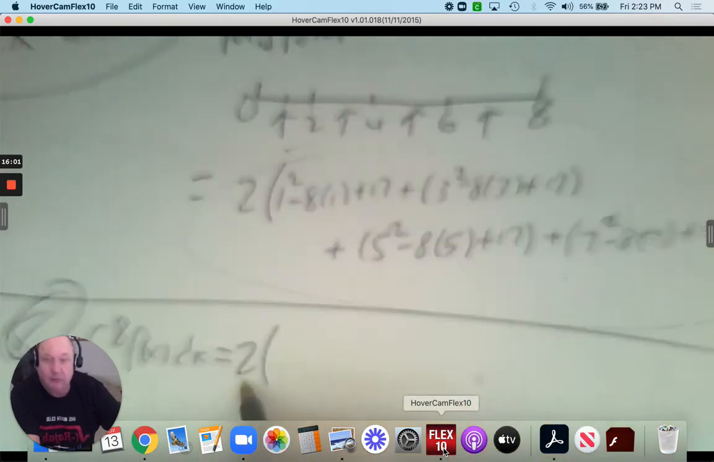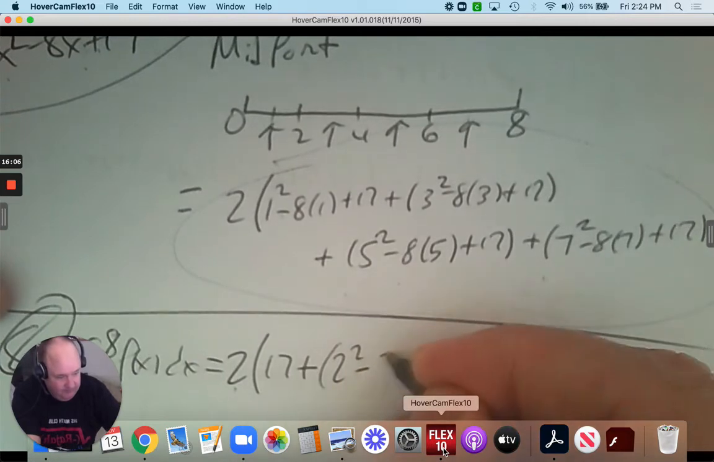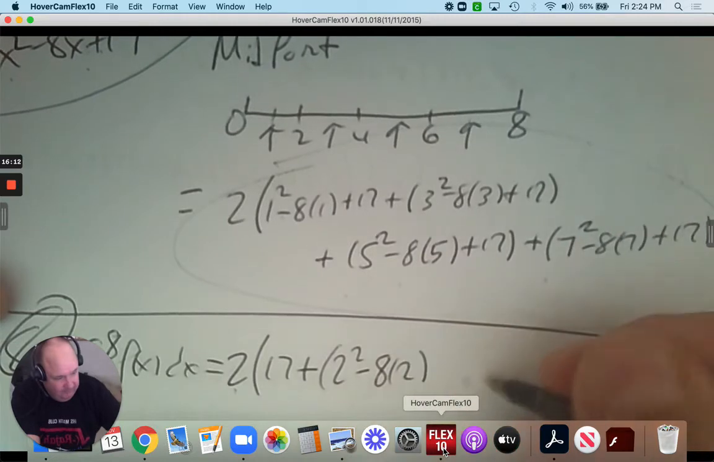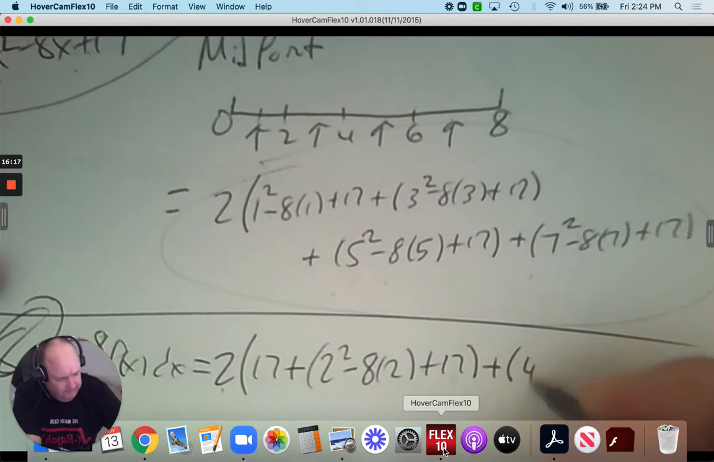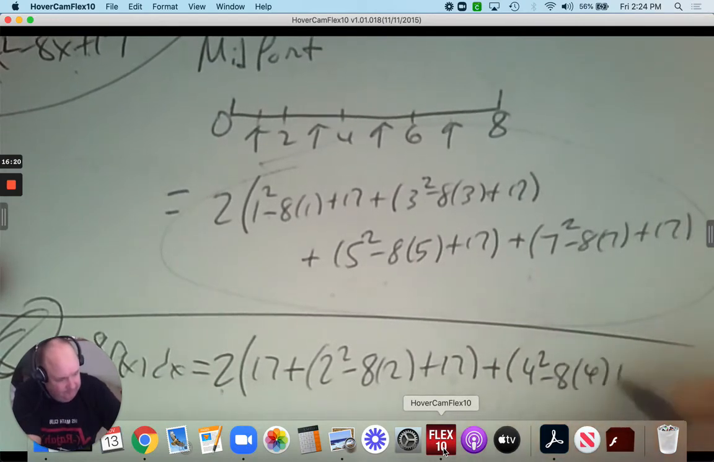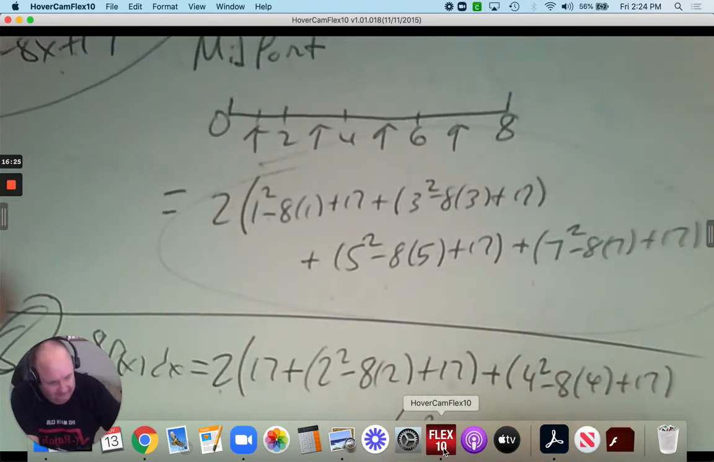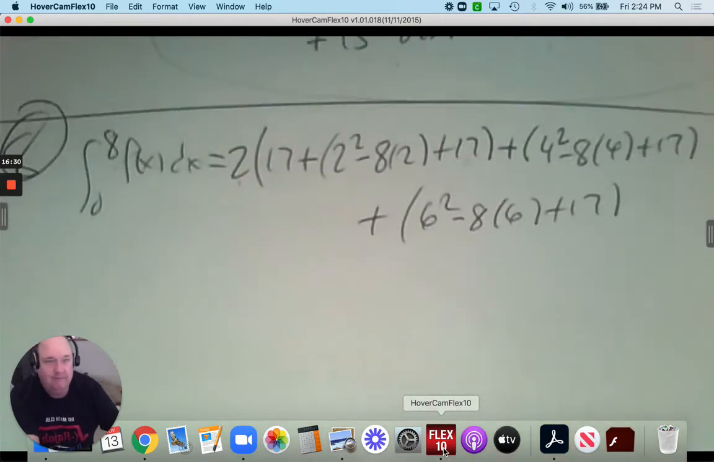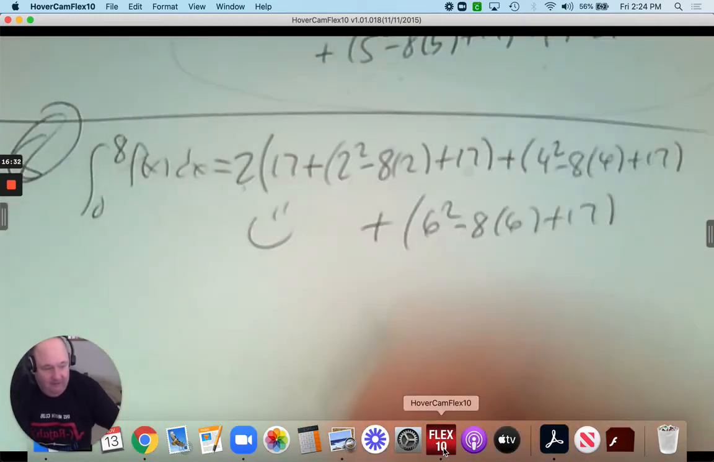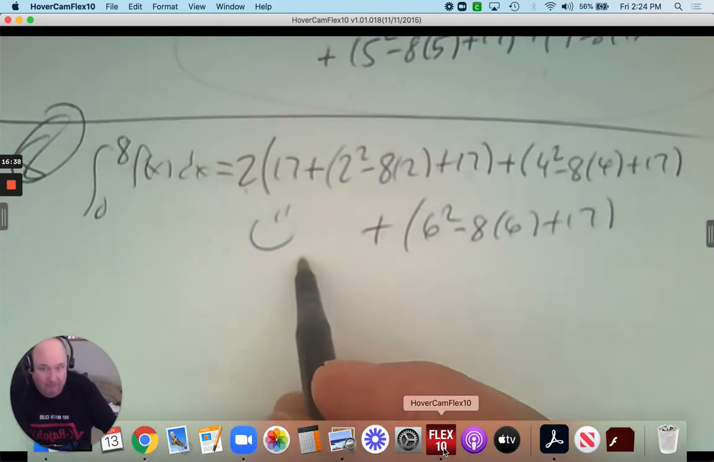So, again, the width is 2. You start with 0, then 2. Then 4. And then 6. Don't go past 6. And there's your 4 rectangles. Yay. Comes around. So that's called a left Riemann sum.